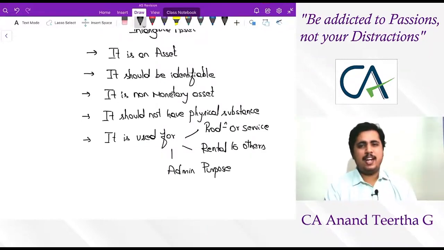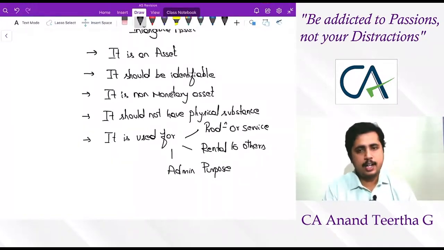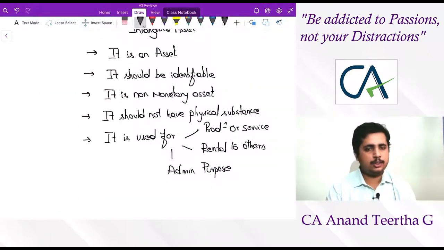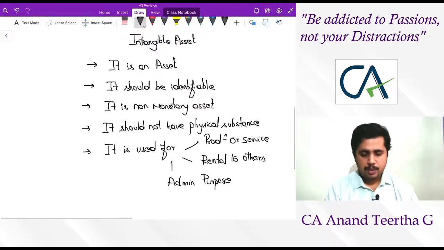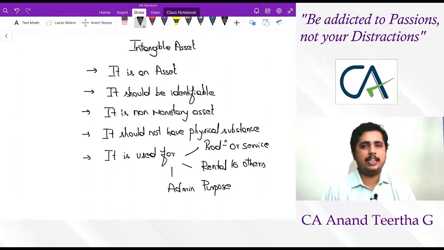Now, if you look at the usage point of view, you can make out that the same three rules were there even in AS 10. PPE also, they were tangible assets used for production or service, rental to others, and admin purpose. Here, intangible asset, so usage will remain the same. If it is held for the ordinary course of business, AS 2, it doesn't come over here.